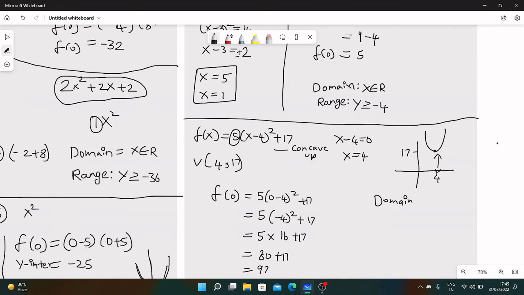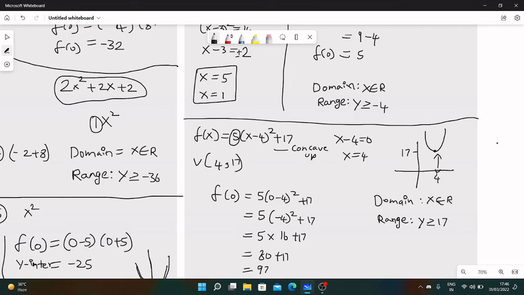Domain: x belongs to R. Range: we know that the y coordinate of the vertex is 17 and it's a concave up parabola, so we are going to have y greater than or equal to 17. Done. This is all there is for the vertex form.